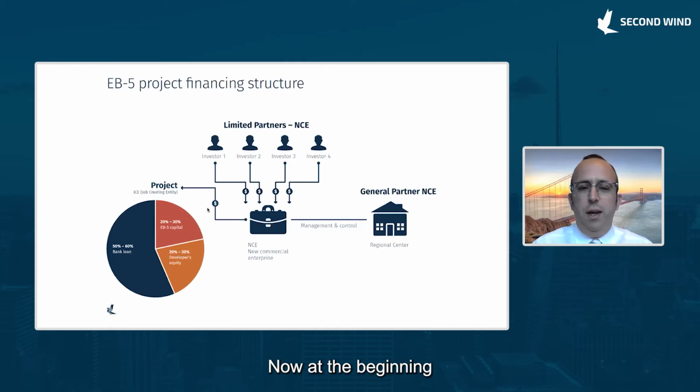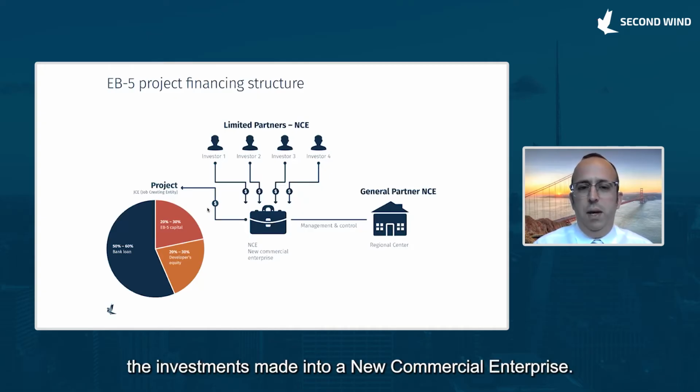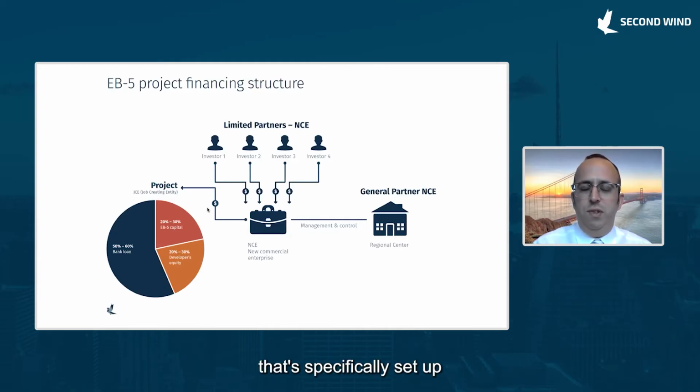Now, at the beginning, you mentioned the job of the regional center here. The regional center is not where the investment is made. The investment's made into a new commercial enterprise. This is an enterprise that's specifically set up for the receipt and pooling of EB-5 funds, and then those funds actually are invested into the project.